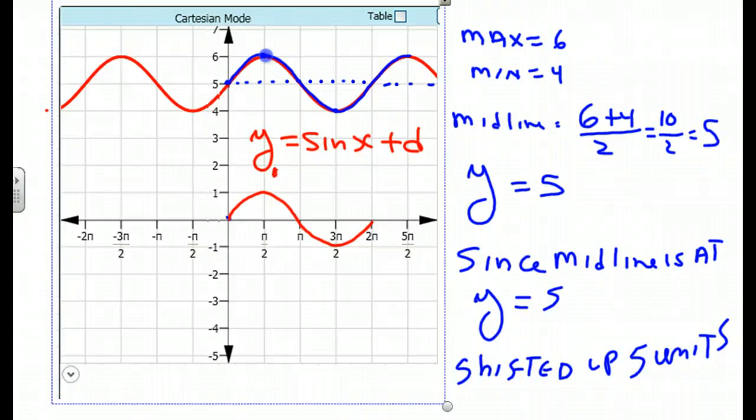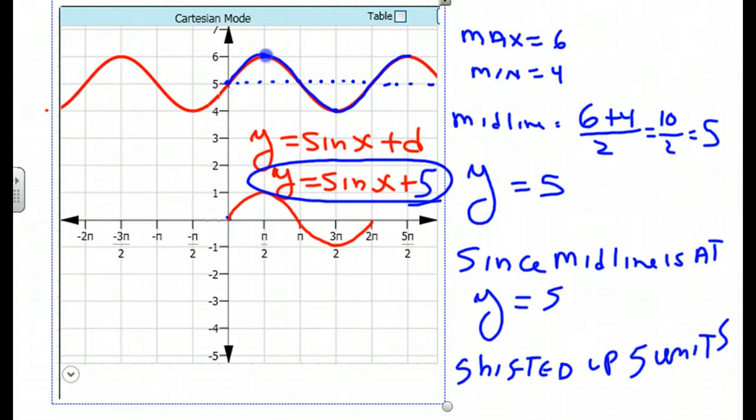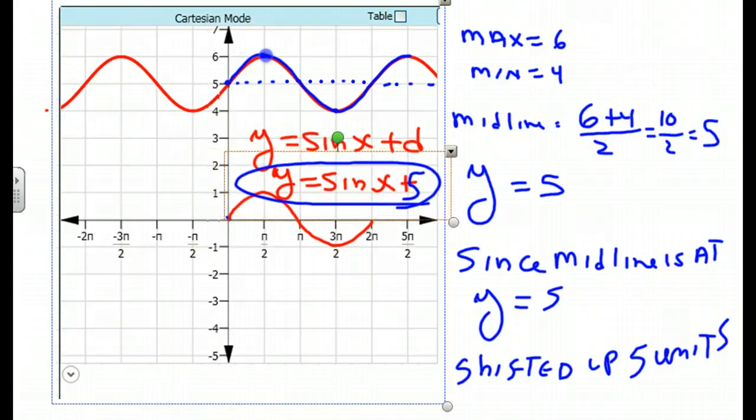So we finally get y equals the sine of x plus 5. And this is our equation. Let's move it over there. And there you go. And that's how we figure out the equation of this graph. Why don't we try one more?